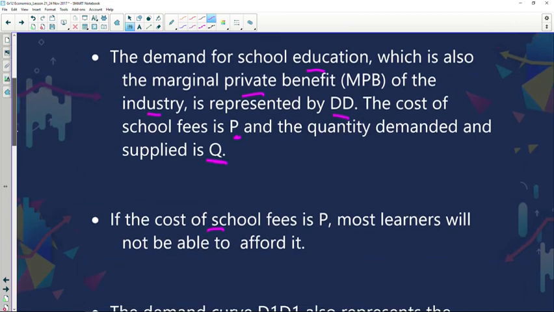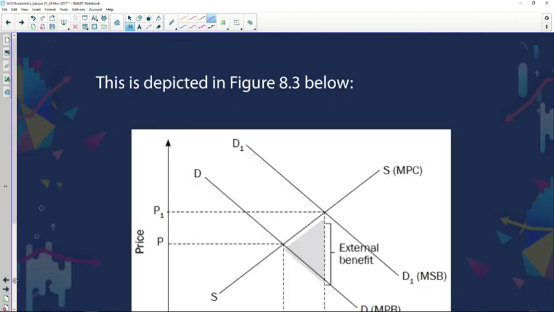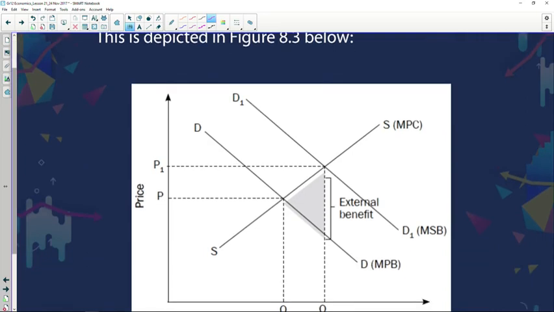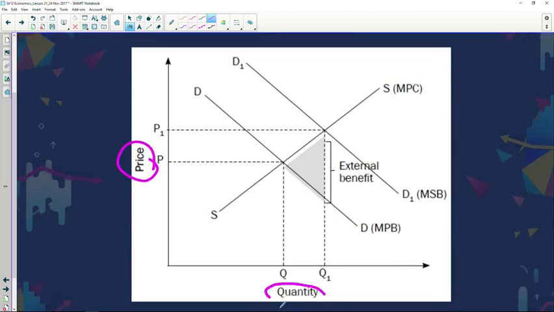Okay, so now we're looking at the demand of school education, which is also a marginal private benefit of the industry, and it's represented by DD, and the cost of school fees is P, and the quantity demanded and supplied is Q. Okay, so let's go back. So we've got our price over here. So here's price, and then let's have a look at our quantity as well. Okay, and then we've got our quantity over here. Okay, and then here we have the price of school fees.